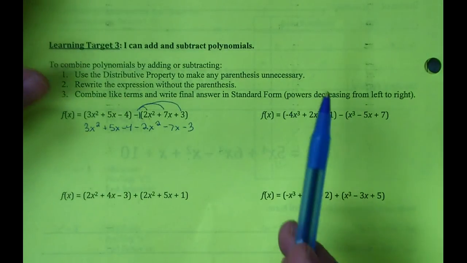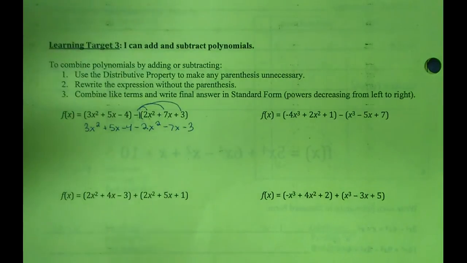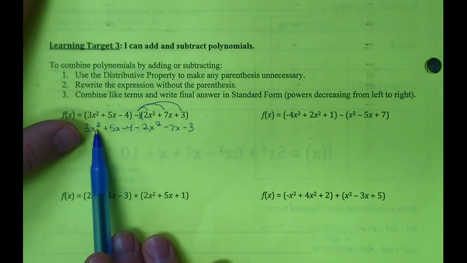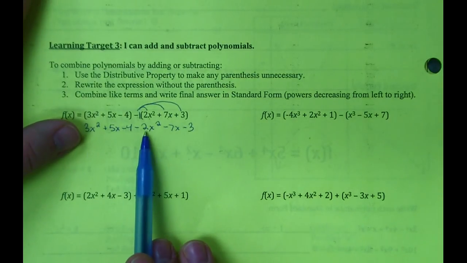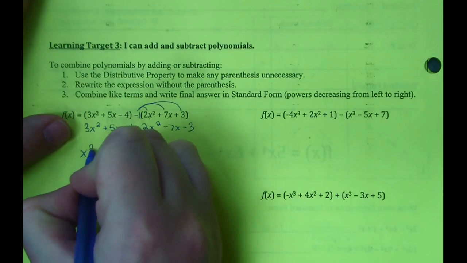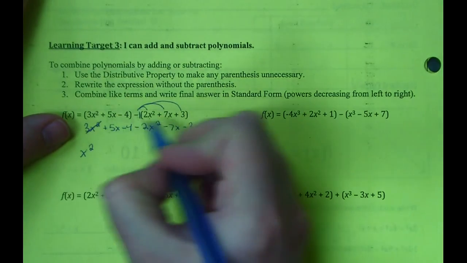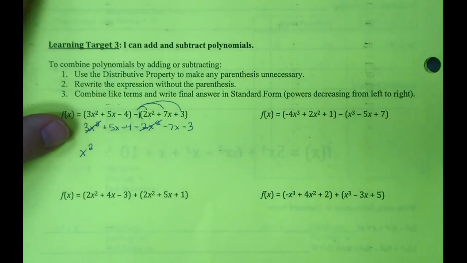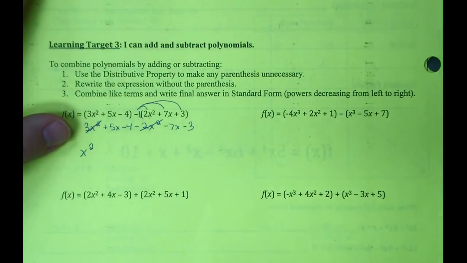So first, I'll think about combining like terms, and I'm going to just start with the biggest degree. That way, when I'm all done, it will be in standard form. So look at the squareds first. I have 3x squared minus 2x squared. That leaves me with 1x squared, or I could just write x squared. And then I'm going to put a line through those because I've already dealt with them and I don't want to look at them again.